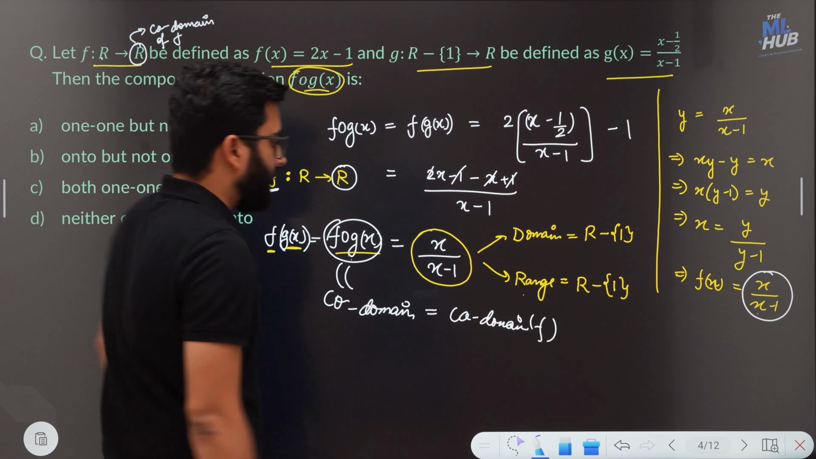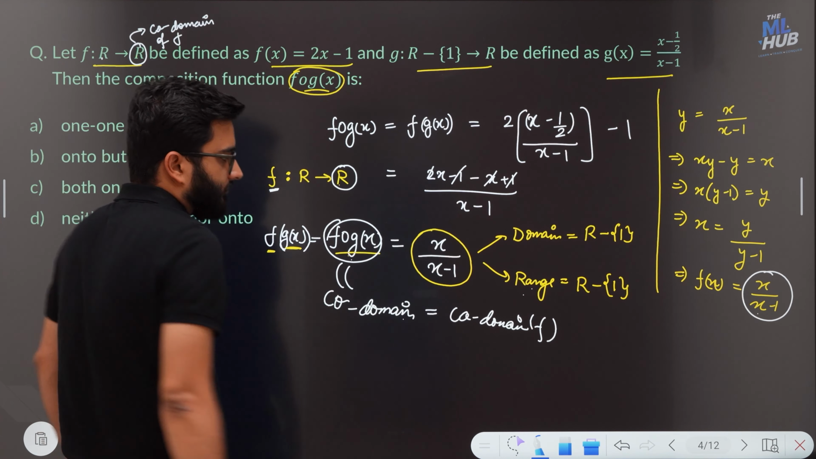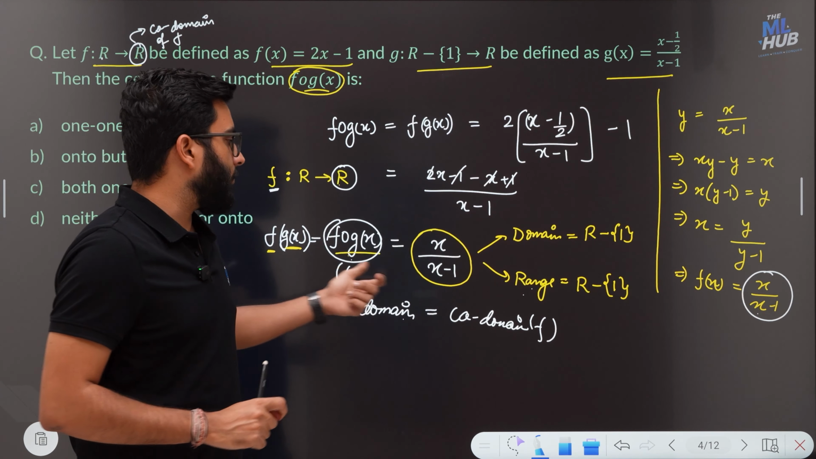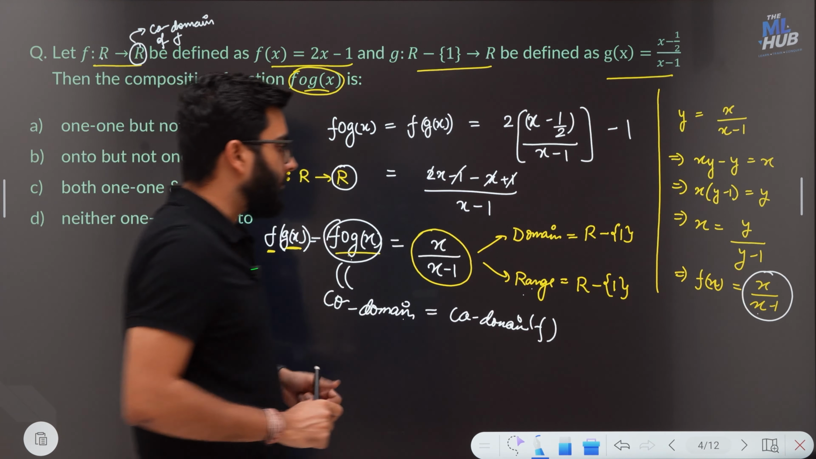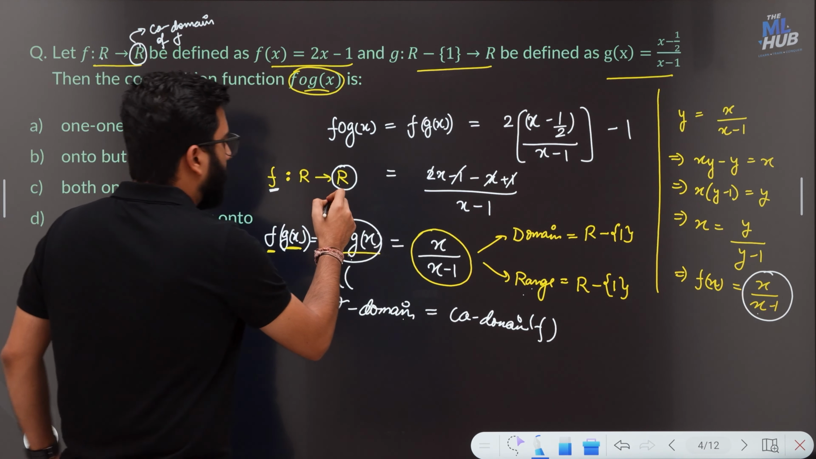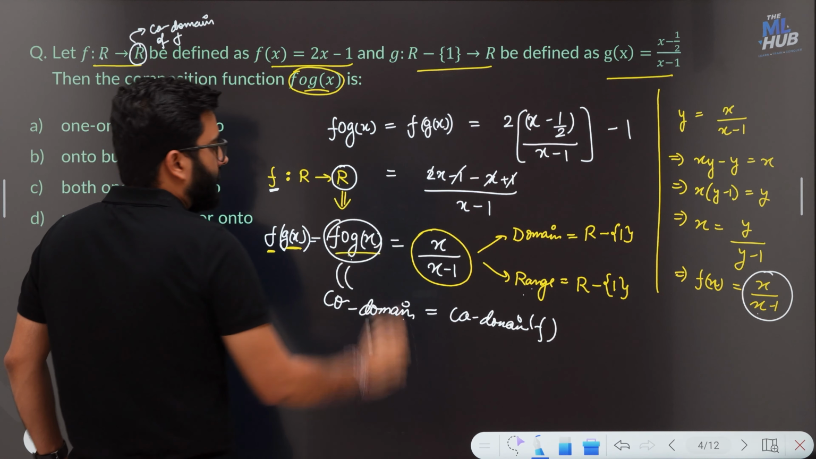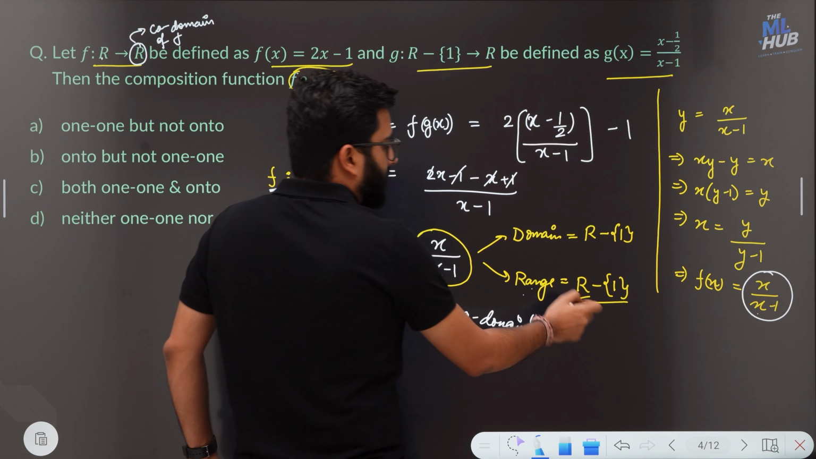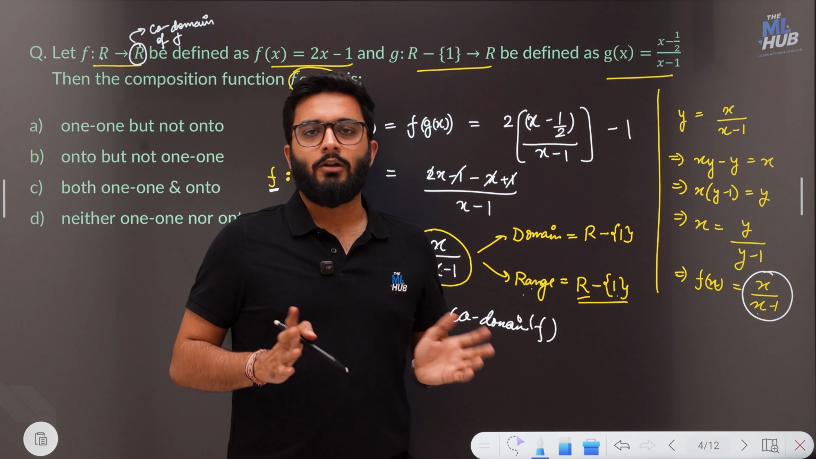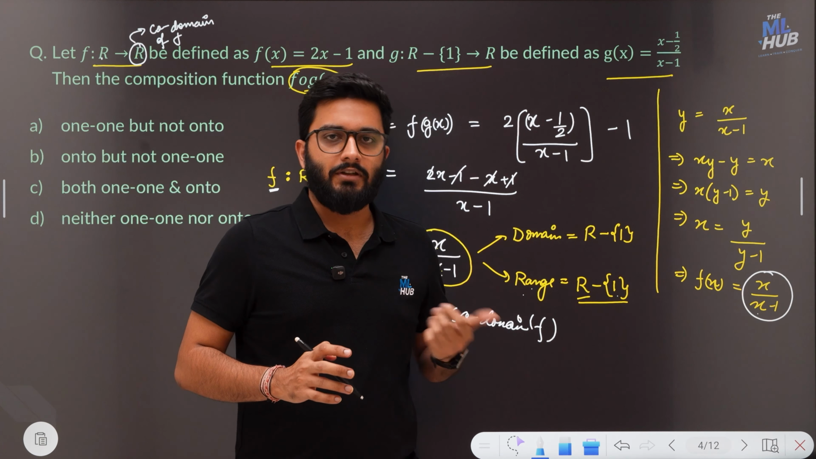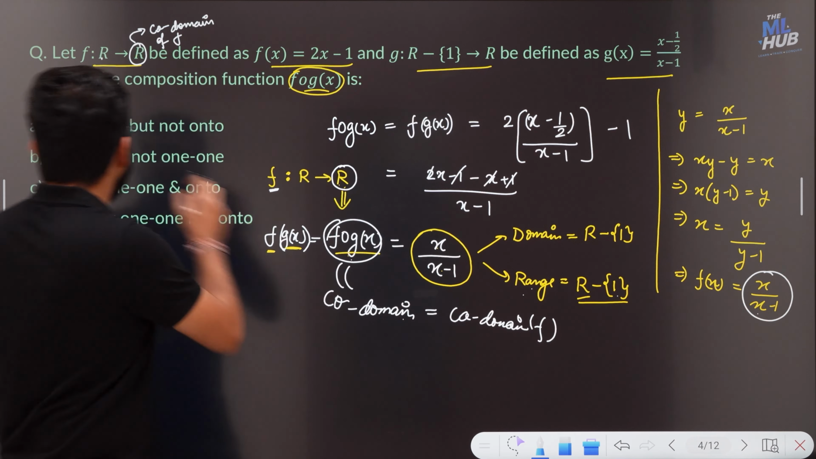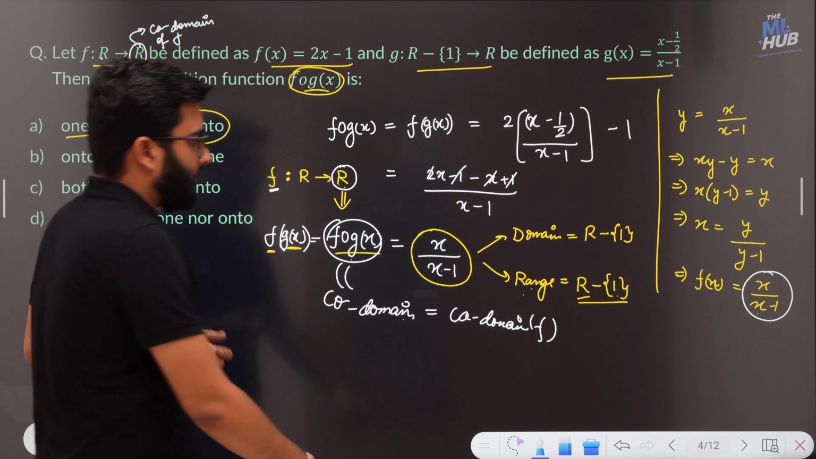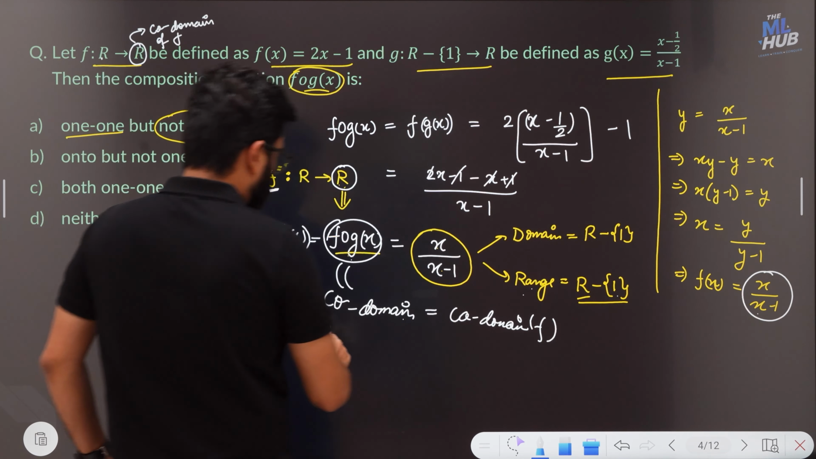So if you compare the range with the codomain, are they equal? Is the range of this function f of g equal to the codomain of f of g? The answer is no. Why? Because the codomain is all real numbers, but the range is all real numbers minus 1. So there won't be any two x which are mapped to the same y. Therefore, it will be a one-to-one function, but not onto.